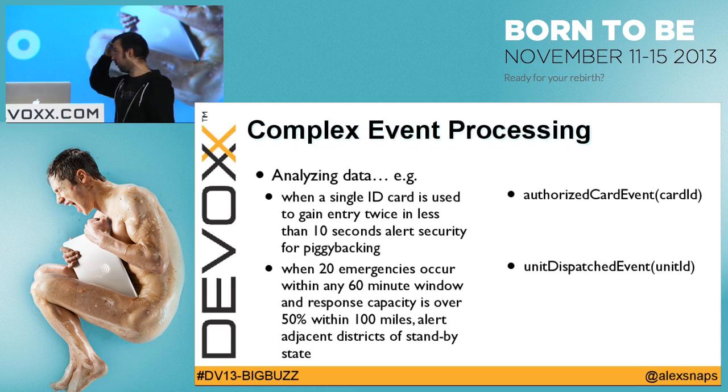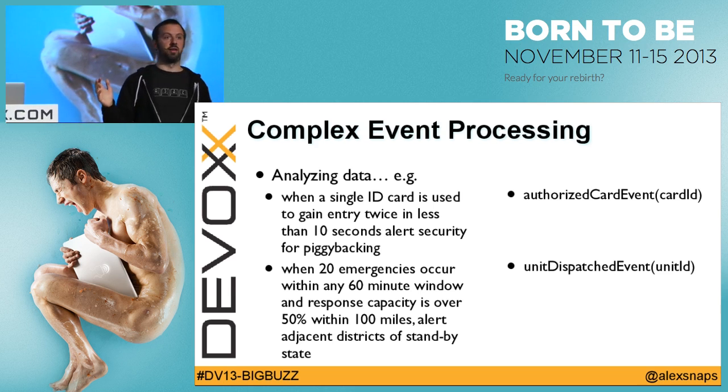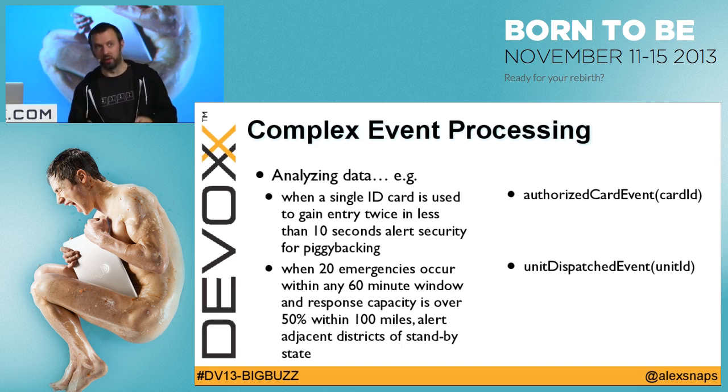Another example: say when 20 emergencies occur within a 60-minute window and response capacity is over 50% within 100 miles, we want to alert another district. Say that's fire alarms, right? There are so many fires around that we're getting close to threshold, so that if a big fire happens, we will need to call people in from other districts, right? You don't want to figure this out when the house is burning, right?